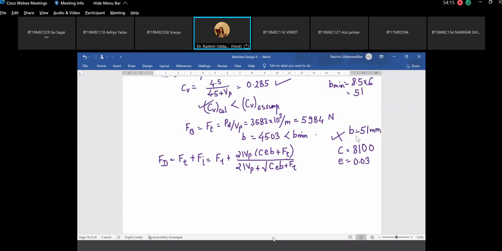Now your FB will again change. FT will remain same. FB will change. S0 is same. Y is same. B you have changed to 51. M is same. CV is 0.285. And when we'll be comparing it with FD, this CV value will drop. Abhi, give me what is FB.